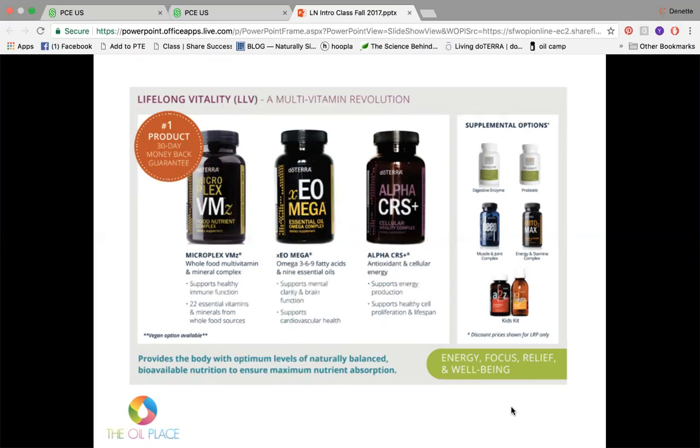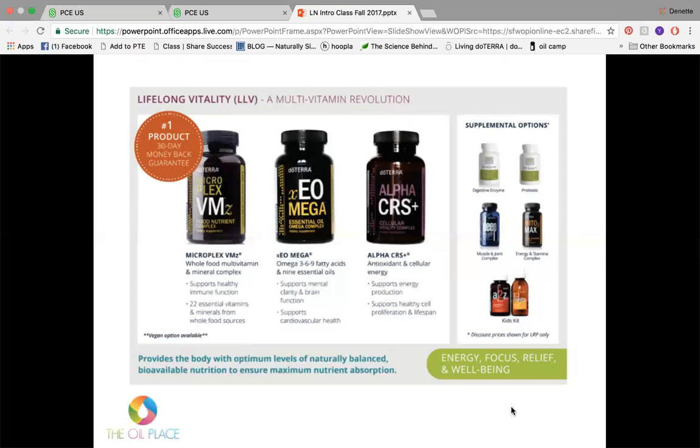There are some supplemental options that pair nicely with this Lifelong Vitality. There's the digestive enzyme called Terrazyme. PB Assist is a probiotic. There's the Deep Blue Polyphenol, a muscle and joint complex. And then the Mitotamax is an all-natural, caffeine-free energy and stamina complex. And then, of course, they didn't forget about the kids. There's the A to Z chewable tablet and the IQ Omega. The A to Z chewable would be comparable to the Lifelong Vitality VMZ, and the IQ Omega would be comparable to the E-Omega in the Lifelong Vitality pack for adults.